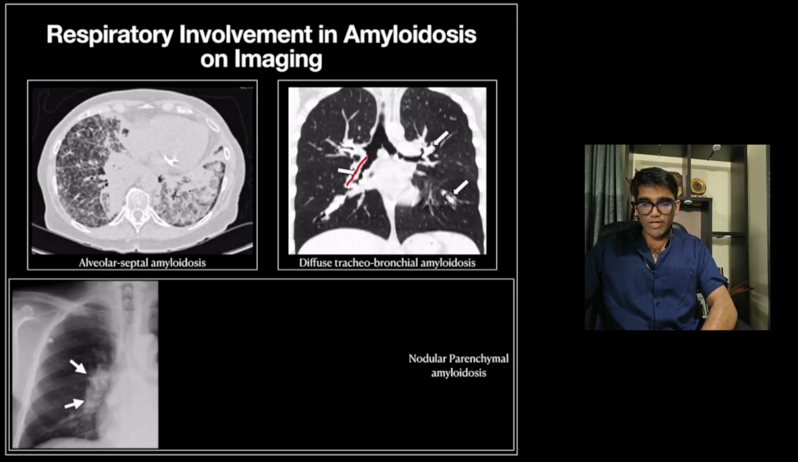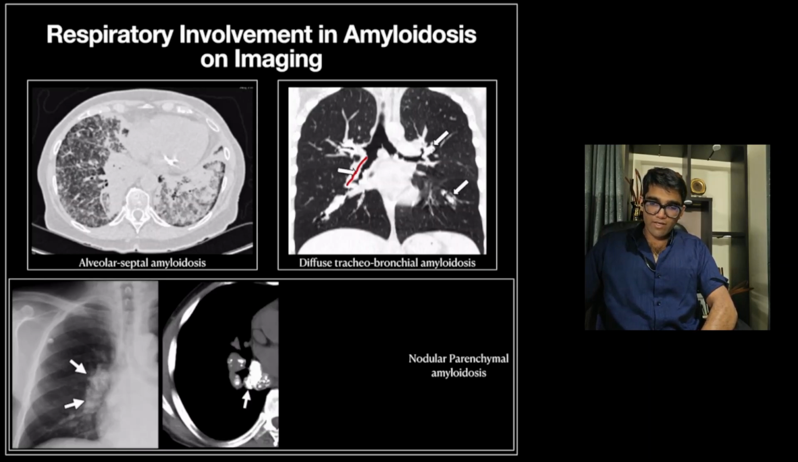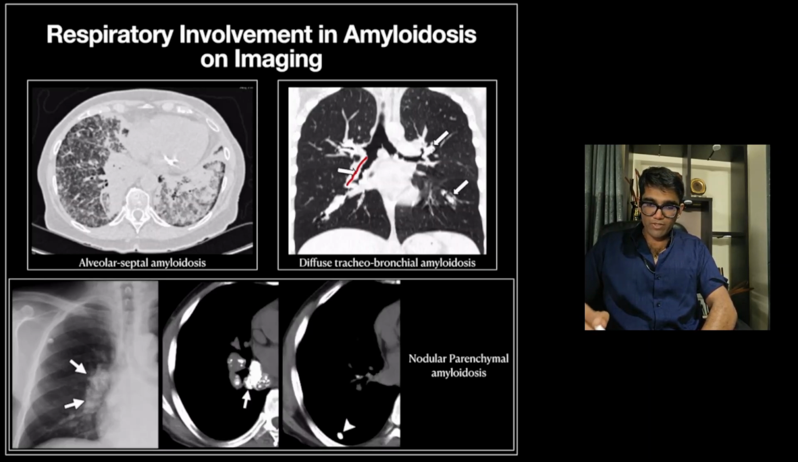Finally, you could have a nodular parenchymal amyloidosis, and you could have hilar lymphadenopathy. So this is a nodular parenchymal amyloidosis with secondary calcification, and here you can see that there is a hilar lymphadenopathy, and on CT you can see that it has actually been calcified.